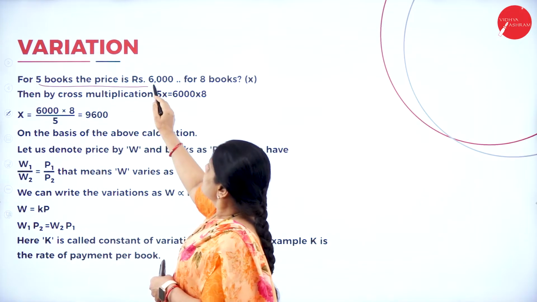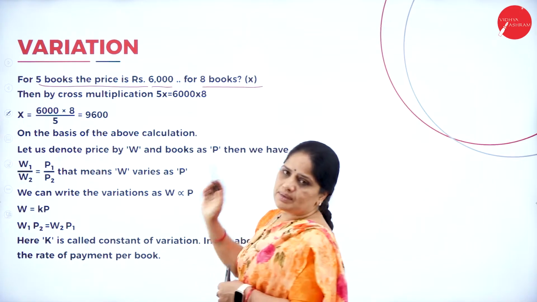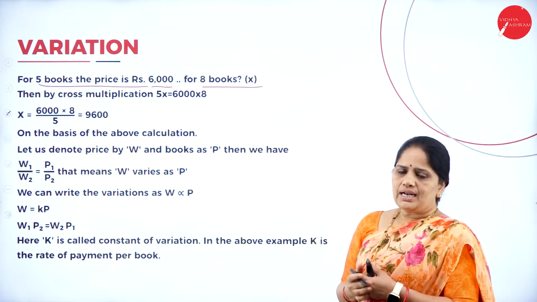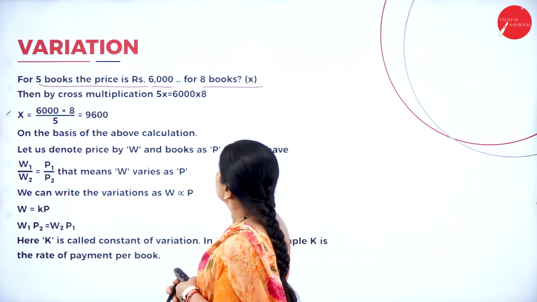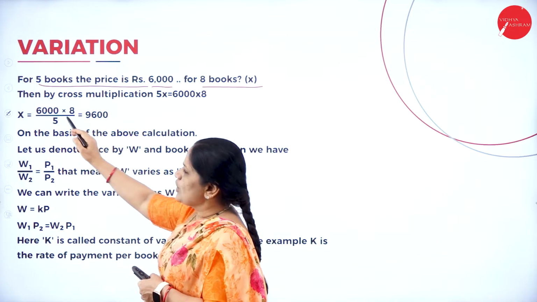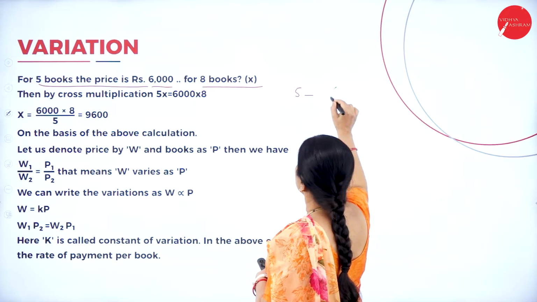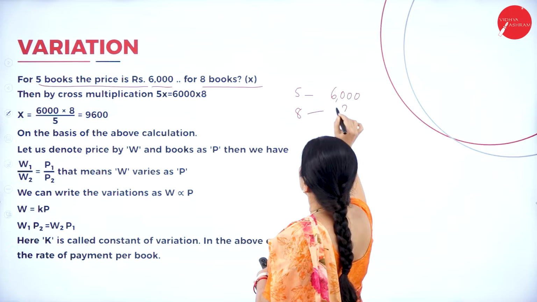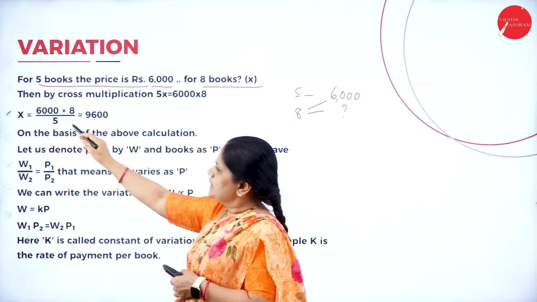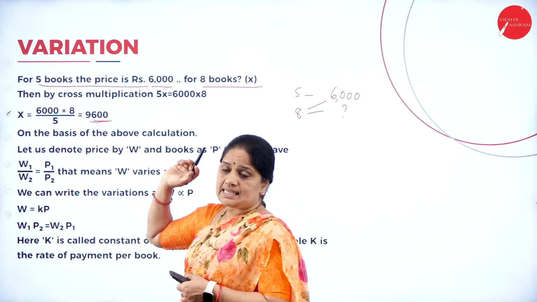So for 5 books, the price is rupees 6,000. For 8 books, how much? Suppose there is a question like for 5 books, if the answer is rupees 6,000, then for 8 books, how much? So we cross multiply. For 5 books, it is 6,000. For 8 books, how much? So 8 into 6,000 divided by 5, we are getting 9,600.